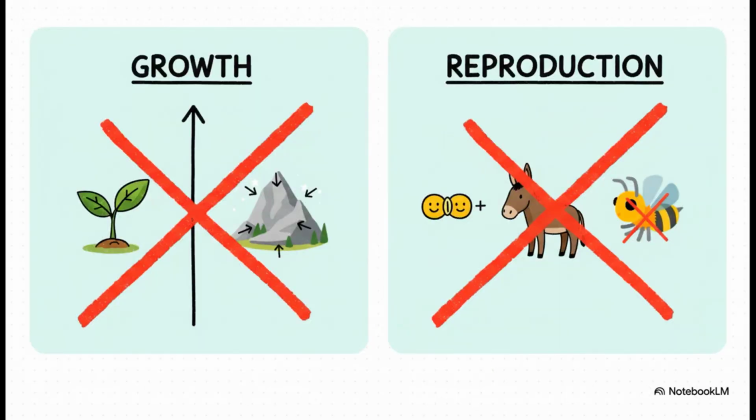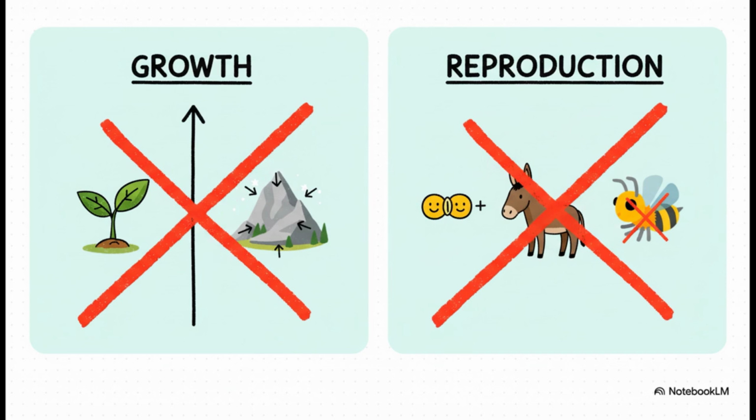Let's start with 2 that seem obvious: growth and reproduction. But are they really defining features? Well, think about growth. A tree grows from the inside out, right? That's called intrinsic growth. But a mountain can also grow as sand and rock pile up on its surface. That's extrinsic. Since a non-living thing can grow, it's not a defining feature.